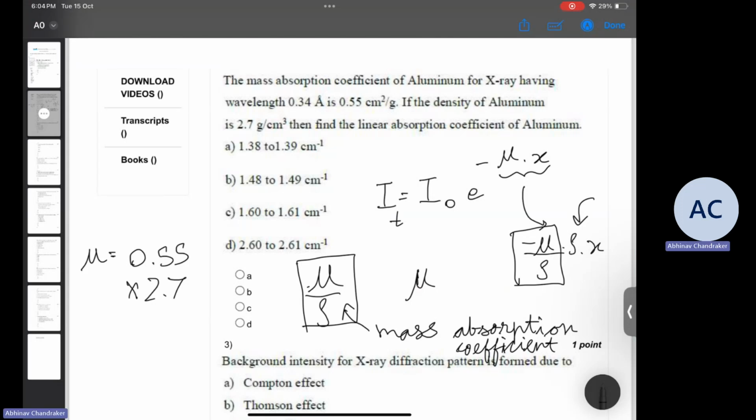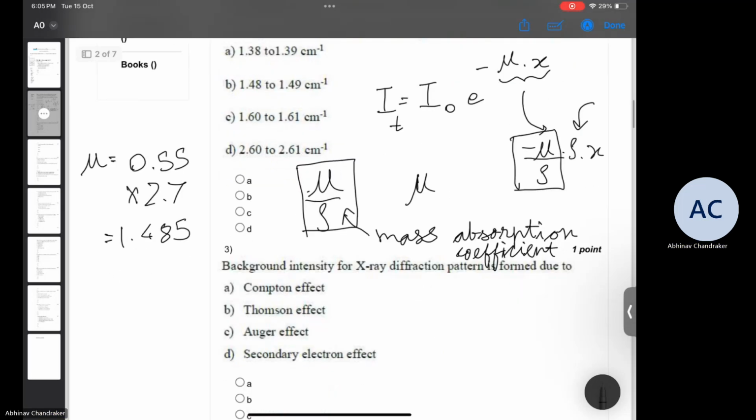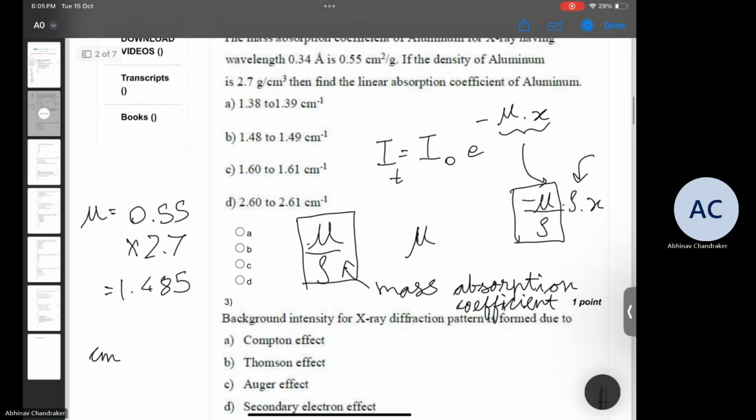And I think this, let's see what this multiplication is. It's coming around 1.485. And let's also look at the units. So it was centimeter per gram square into gram per centimeter square.